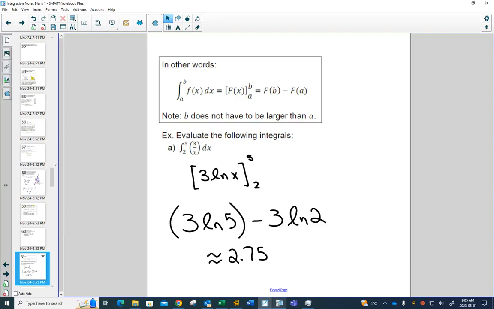The only problem with the calculator is this is an approximation, and in university they'll probably want an exact value, so they would probably have this as an answer, or they would use their log laws to combine this as a single logarithm. Put the 3 in as an exponent, so that'll make 125 and 8, and then a log minus a log. Your log law says you divide. So this would be the single logarithm answer that's an exact value. 2.75 is an approximation.